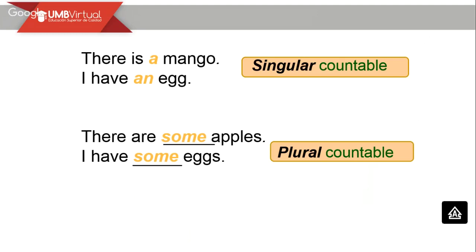Later on, we have plural countable nouns. We have two examples. The first one is there are some apples, and the second one is I have some eggs. As you can see right there, we are not talking about an exact quantity. We are saying that there are some. Hay algunas manzanas, hay algunos huevos, pero no estamos fijando como tal una cantidad exacta. En este caso podemos hacer uso del some, right?